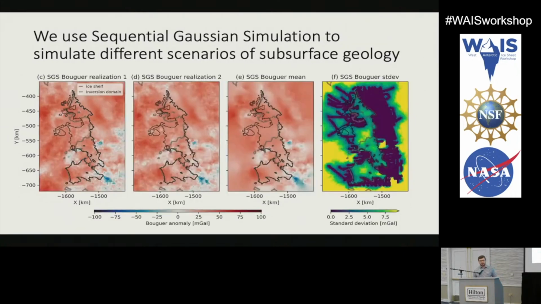And then we can use sequential Gaussian simulation to create different versions of reality, of what the subglacial geology might look like, kind of indirectly through the Bouguer disturbance. So these two panels on the left show two different sequential Gaussian simulations. Then we have the mean and the standard deviation. And this is what is really going to drive most of the uncertainty in the inversion.